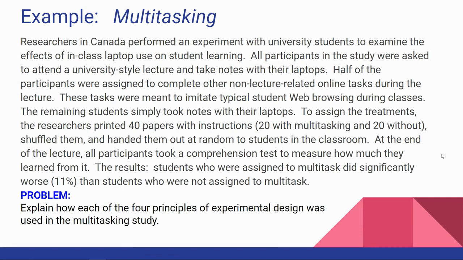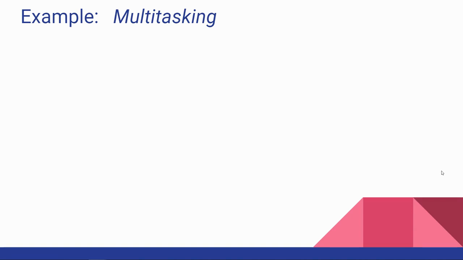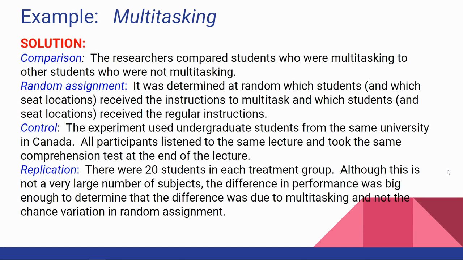Explain how each of the four principles of experimental design was used in this multitasking study. So again, those four principles are comparison, random assignment, control, and replication. And again, please read through this and see how detailed your answer needs to be.